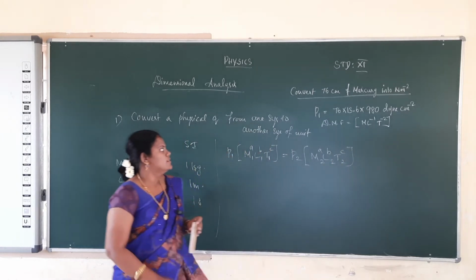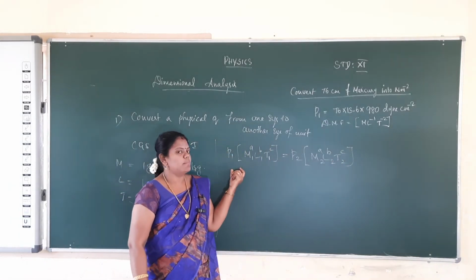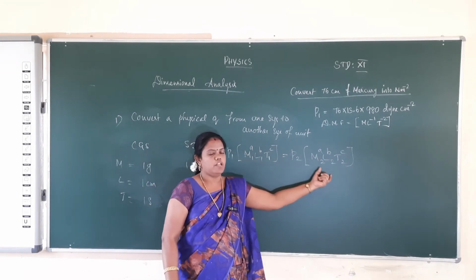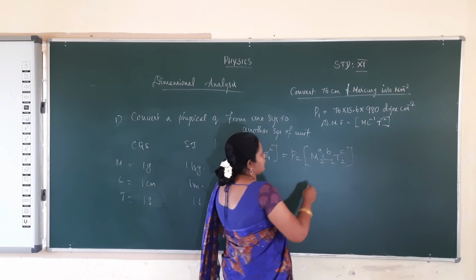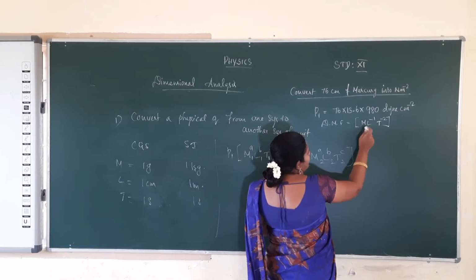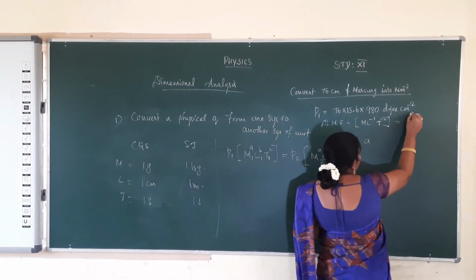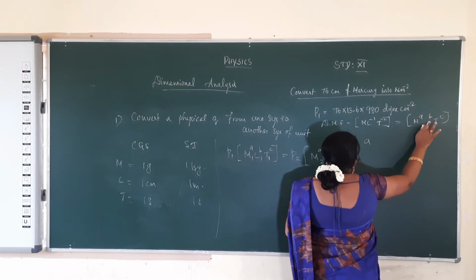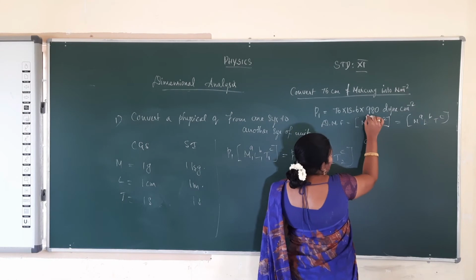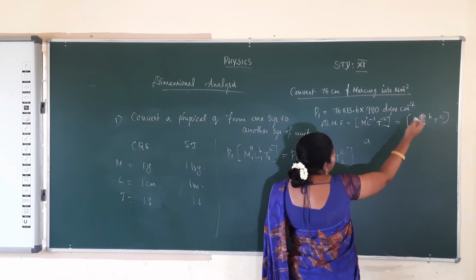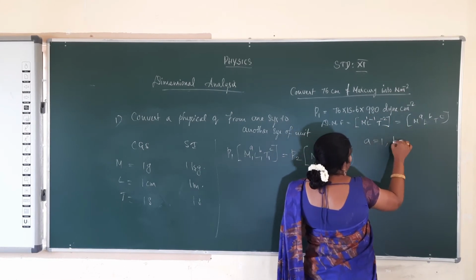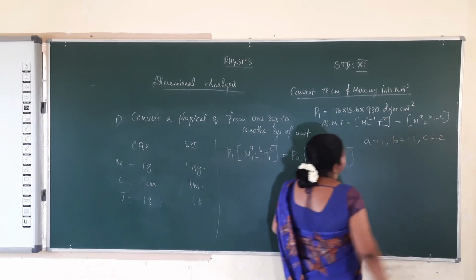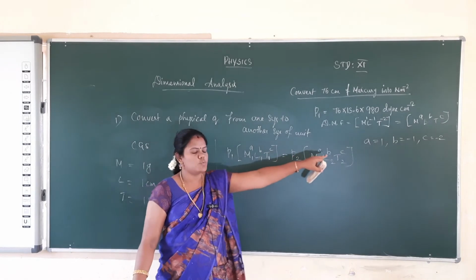Clear that ma? So first system and second system: first system pressure and then unit, second system pressure and then unit. First, the A B C values you have to note down. You have to compare with the dimensional formula, M power A, L power B and T power C. A is 1 there. You have to compare on both sides. A is equal to 1, B is equal to minus 1 and C is equal to minus 2.